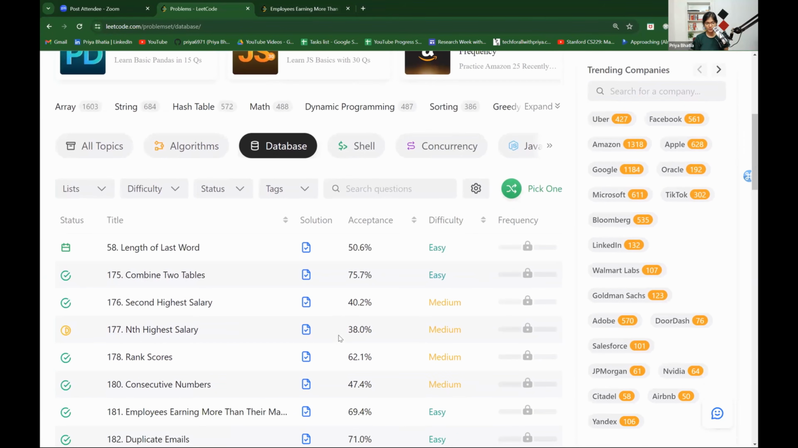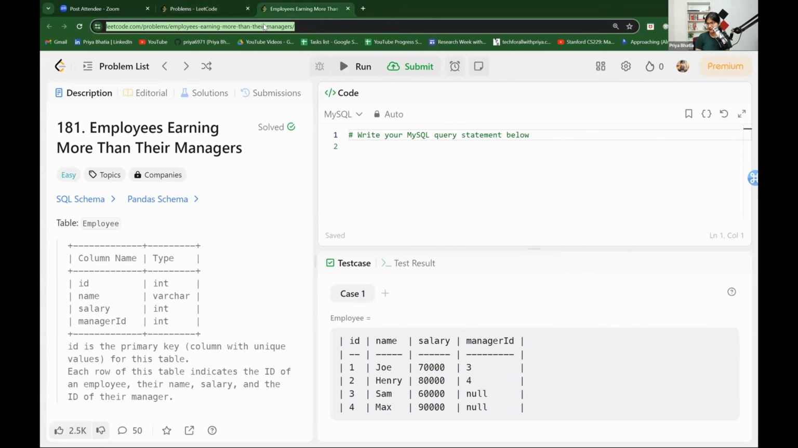In that, I have opened one problem, employee earning more than their managers. It's a very interesting problem. Just open that problem. I have given the link also in the chat window. Let's try to figure out this problem. How will we solve it if, let's say in an interview, someone asks us? Just open it in your system. Once it is done, let me know. Then we will start reading the problem statement.